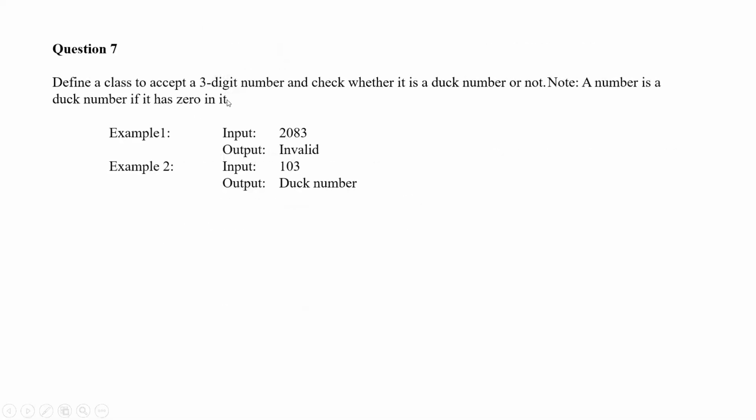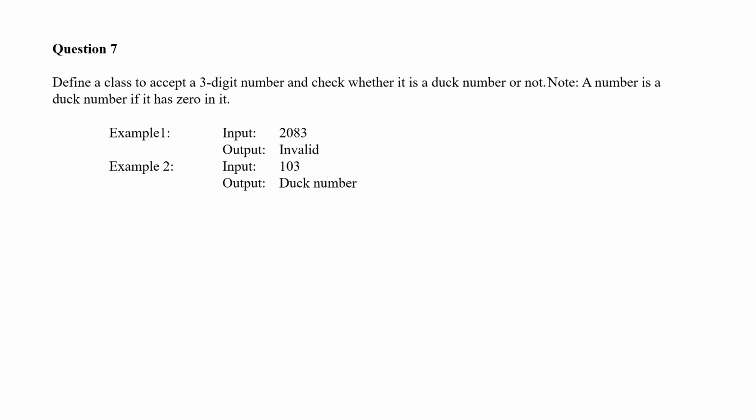Define a class to accept a 3-digit number and check whether it is a duck number or not. Note, a number is a duck number if it has 0 in it. Input 2038, it says invalid. Why is it invalid? Because the question asks only for a 3-digit number and this is a 4-digit number, so invalid.